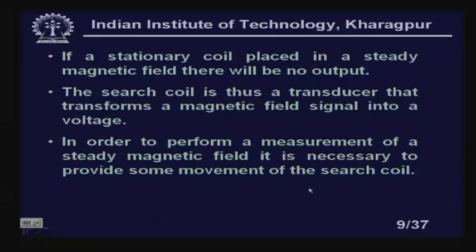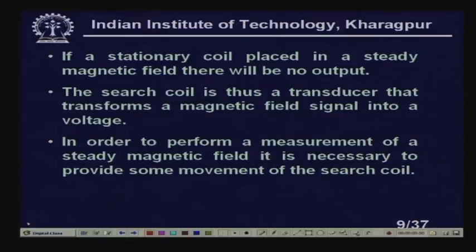In order to perform a measurement of a steady magnetic field, it is necessary to provide some movement of the search coil. Quite obviously, as I told you, that is the first bullet you see. If it is stationary, placed in a steady magnetic field, I will not get any output, right. Some movement of the search coil will be necessary. I cannot change the magnetic field which I am going to measure, so obviously I have to make some movement of the coil. How? Let us look at how I am actually doing it.